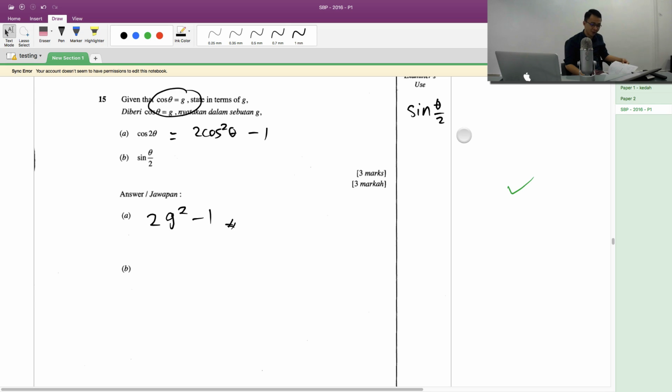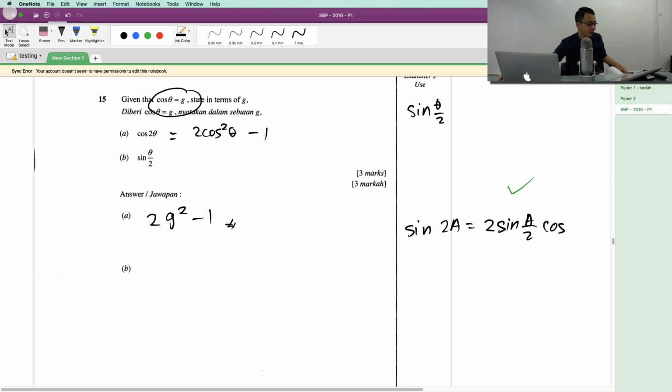Okay, so we have to do something. Half angle, how does the half angle come from? I hope I still remember. I so long never see half angle. Oh, it's hanging again. So let me just restart the OneNote real quick.